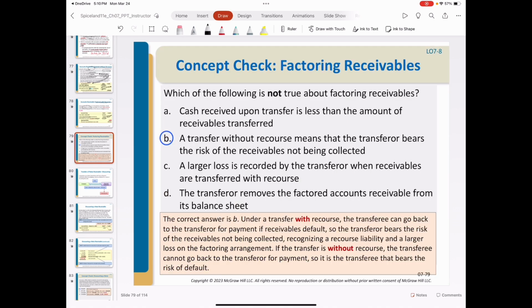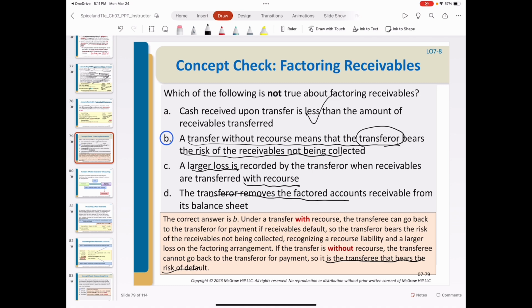Which of the following is not true about the factoring receivables? The answer is B. Transfer without recourse means the transferee bears the risk. The other three choices are correct. Cash received upon transfer is less because there is at least a factoring fee charged. So the company must at least incur a factoring fee. Yet if there is a recourse, there will be a larger, additional loss.